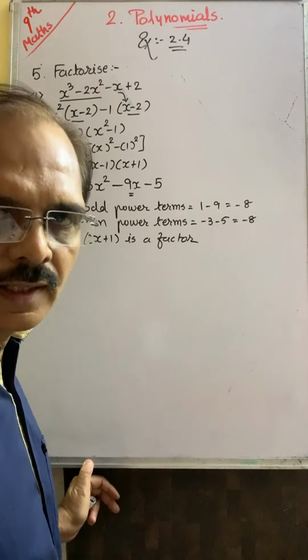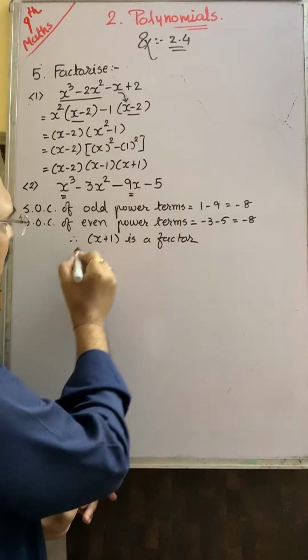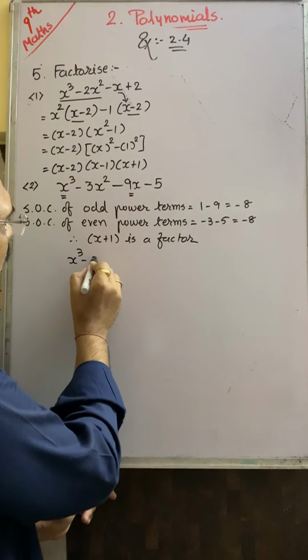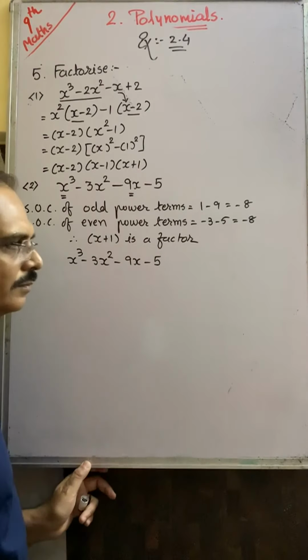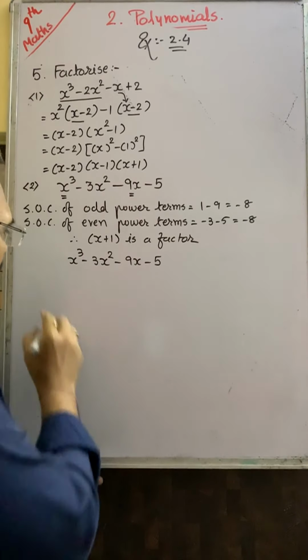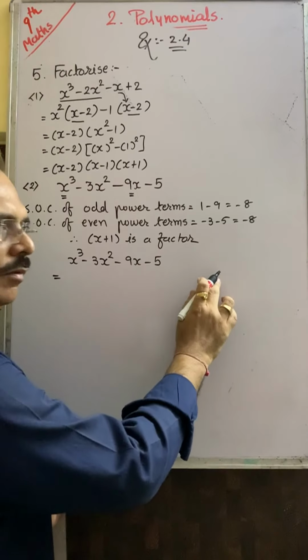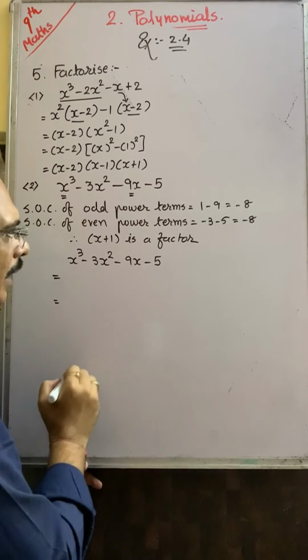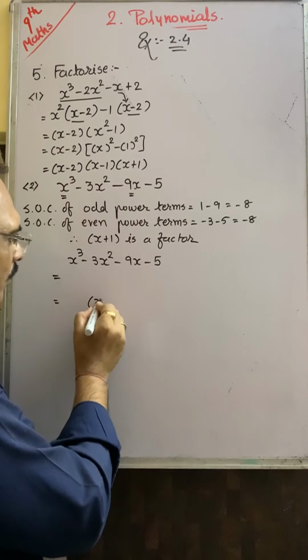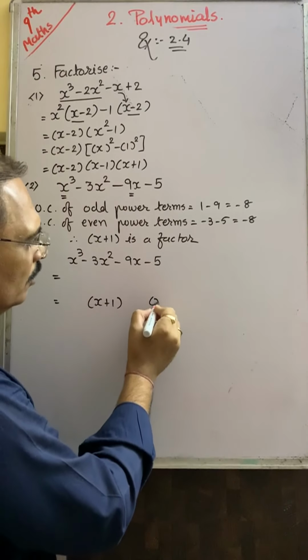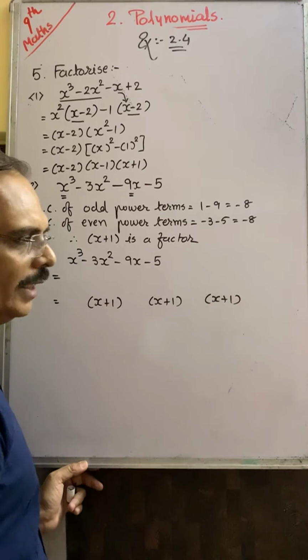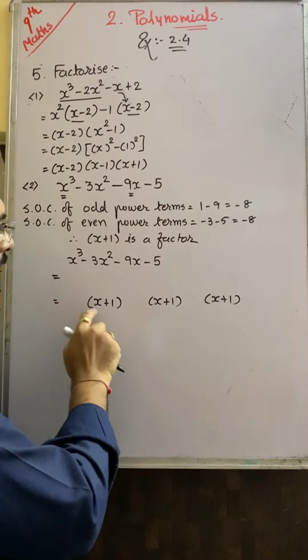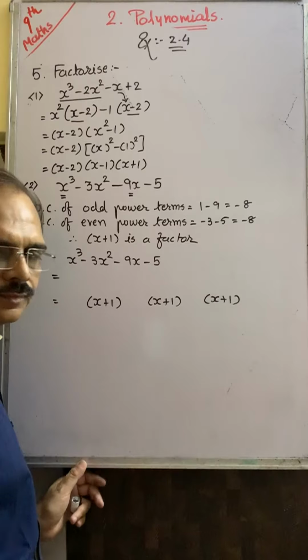Okay, now how to factorize? See, once again write the question. X cube minus 3x square minus 9x minus 5. Okay, leave one line. And in the second line, write x plus 1 three times, and also leave some space in this way. Why 3 times? Because the highest power, the degree, is 3. So I write it 3 times.